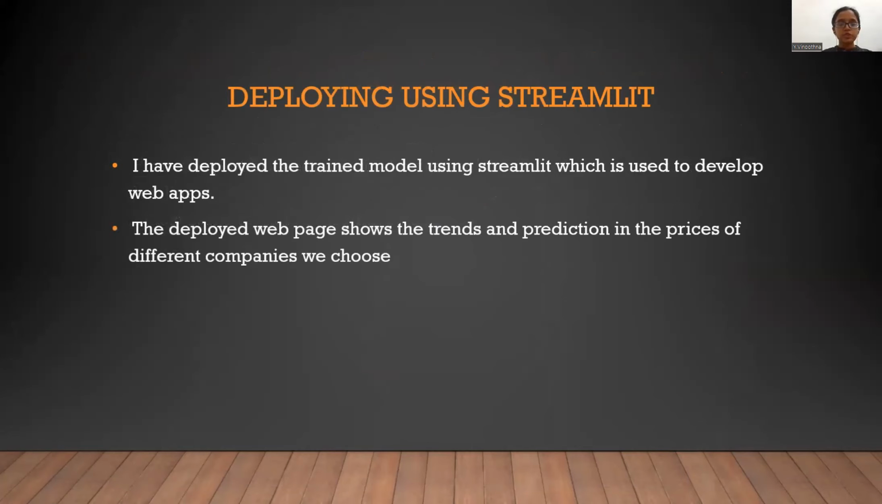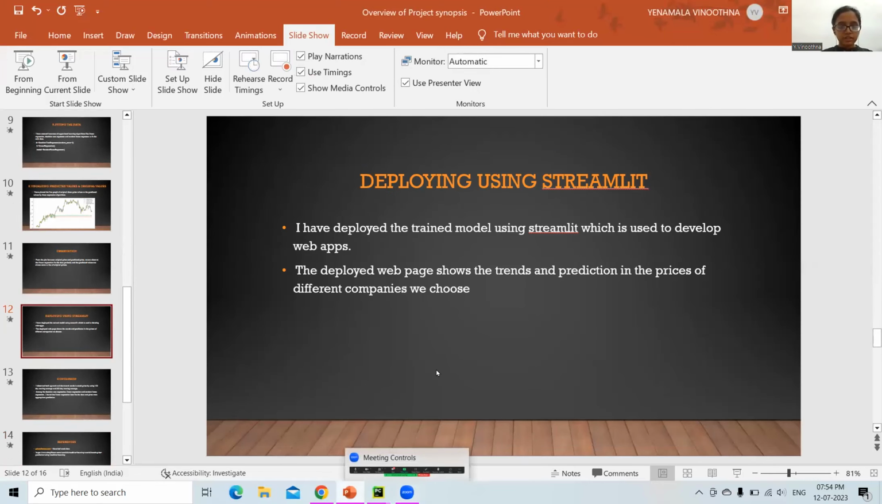And I was asked to deploy the stock market prediction model, and here I have used the Streamlit library for the deployment. The Streamlit library is used to develop web apps in a faster and easier way. So I deployed the web page to show the trends and predicted prices of different companies we choose. So I have created the web page. Let's see the web page.